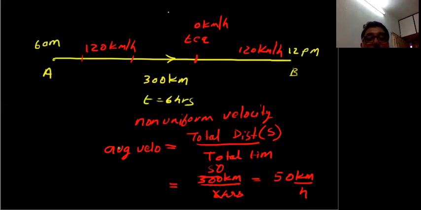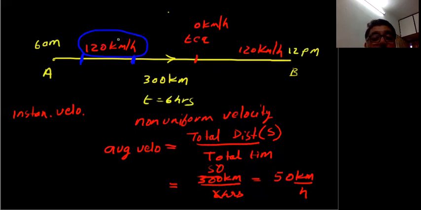The last thing is instantaneous velocity. What is instantaneous velocity? Velocity at a given instant is known as the instantaneous velocity. So if I look at the velocity of this car during this short time period, we can say that the velocity of the car was 120 kilometers per hour going from left to right. So the instantaneous velocity is 120 kilometers per hour.